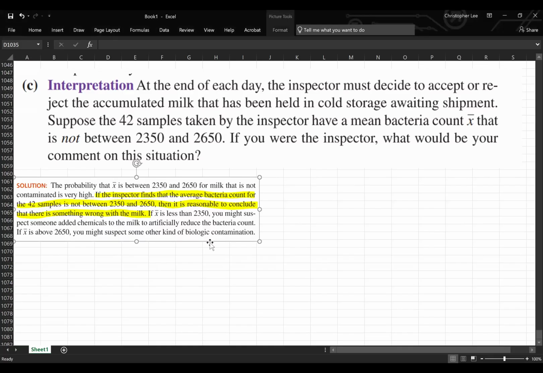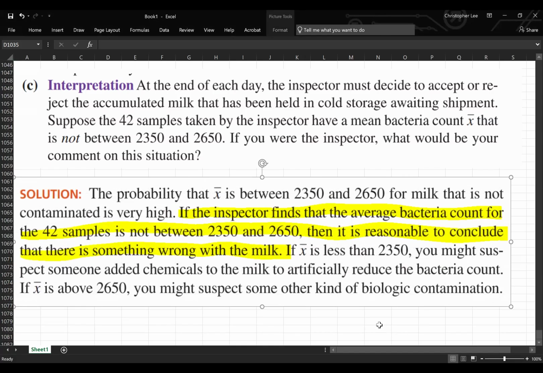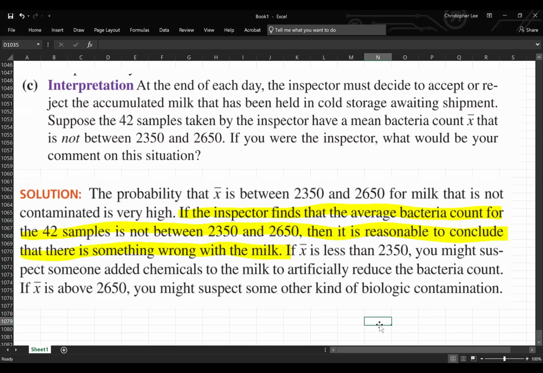Okay. So the probability that the sample mean X bar is between 2,350 and 2,650 for milk that is not contaminated is very high. So if the inspector finds that the average bacteria count for the 42 samples is not between 2,350 and 2,650, then it is reasonable to conclude that there is something wrong with the milk.